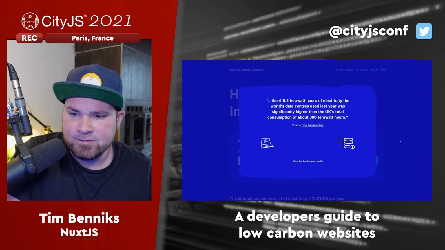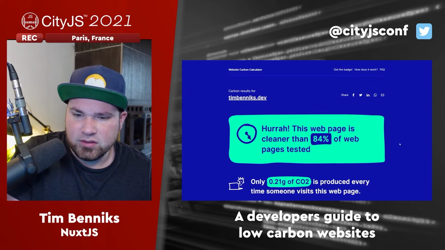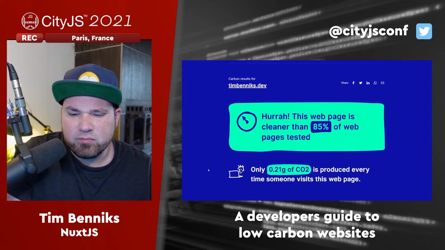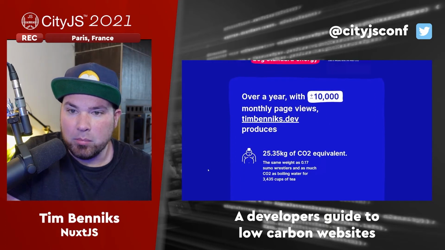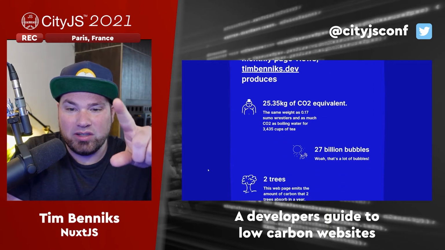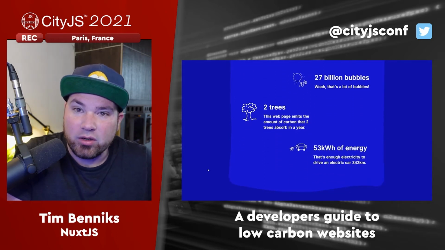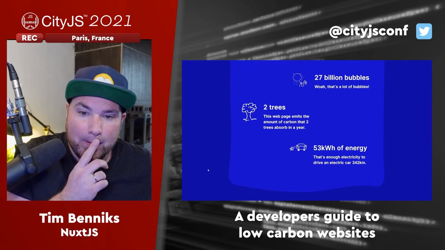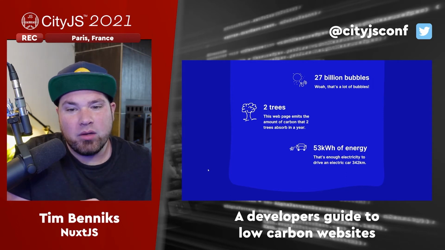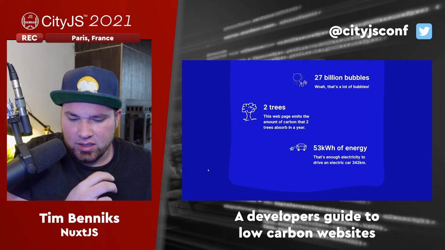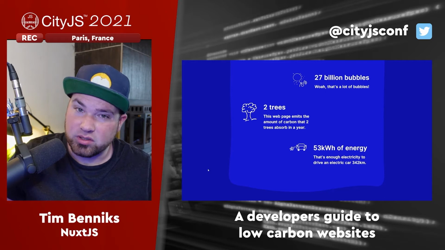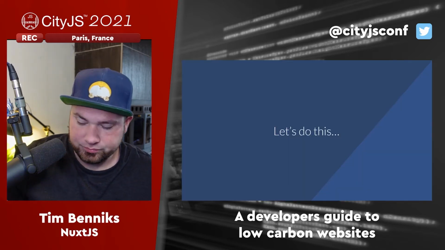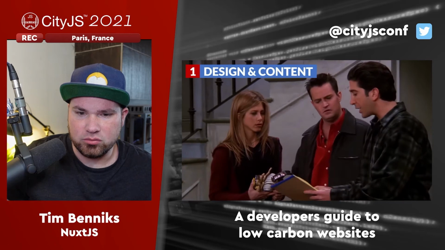So it's loading. I did it before, so it's pretty fast. So my site is faster than 85%. It only has 0.21 grams of CO2. But as you can see above a little bit, it had bad energy for my hosting. So I kind of have to fix that. But my website needs 2 trees per year to absorb the energy. And mine is actually pretty good. But imagine if it's not, how many trees you'd need. That's pretty bad.